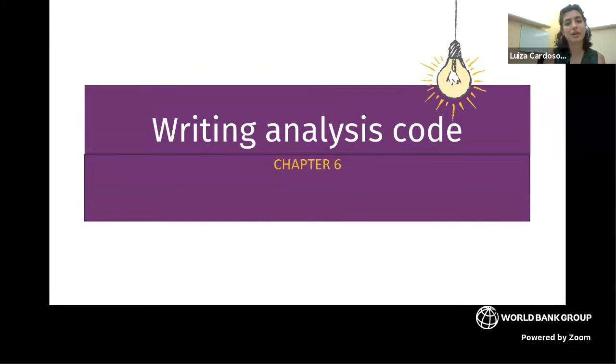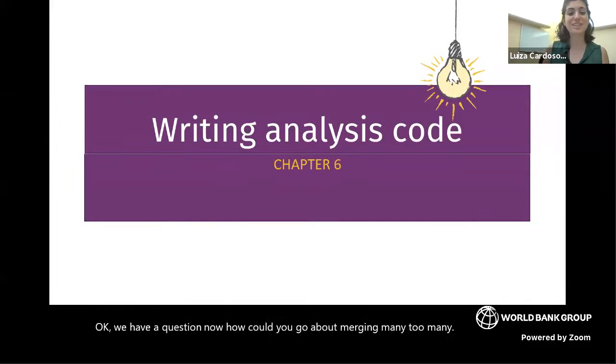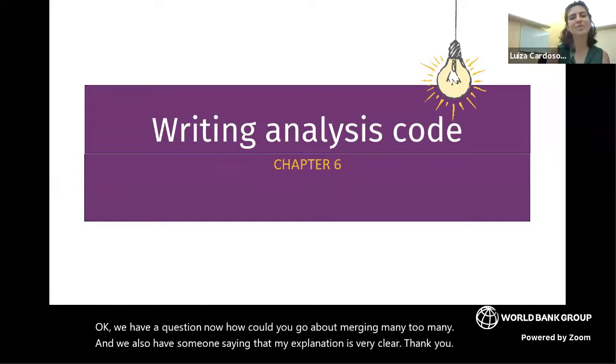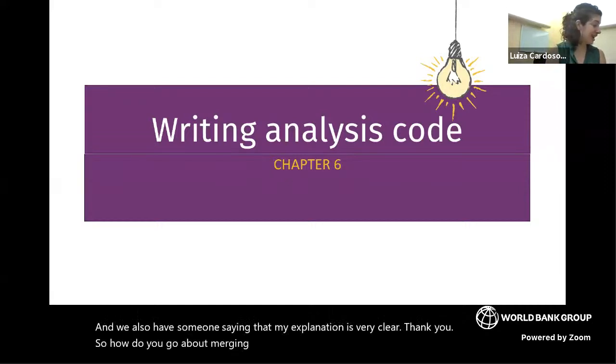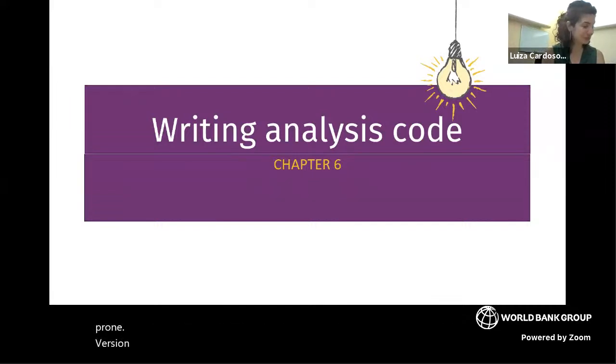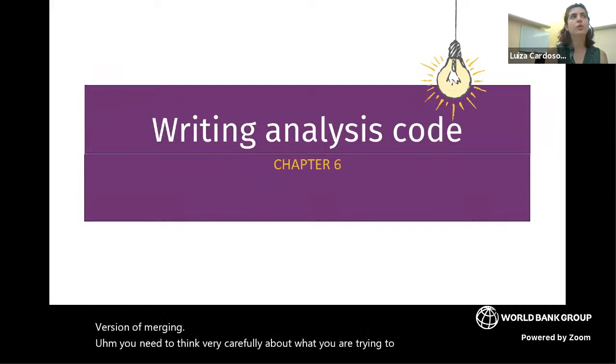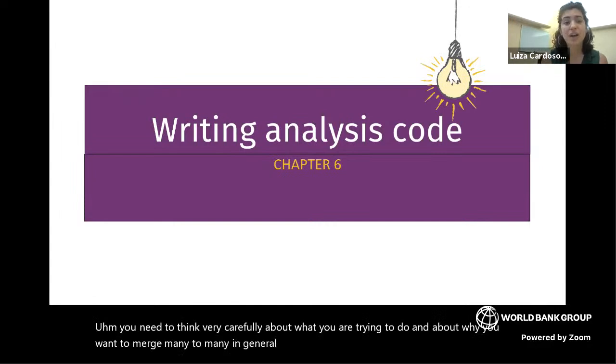Okay, we have a question now. How could you go about merging many to many? And we also have someone saying that my explanation is very clear. Thank you. So how do you go about merging many to many? This is definitely the most error-prone version of merging. You need to think very carefully about what you are trying to do and about why you want to merge many to many. In general, you do not want to do that, to be honest.